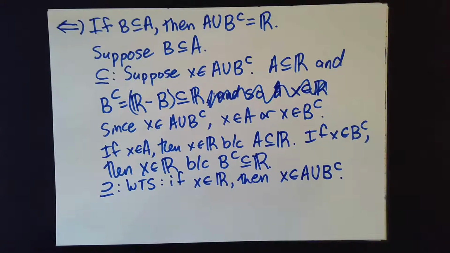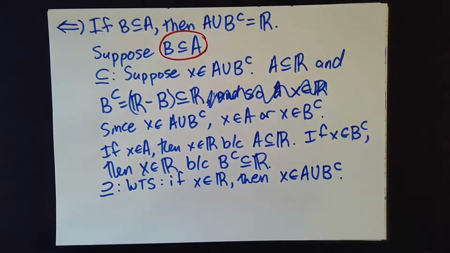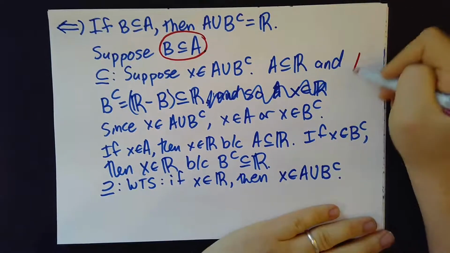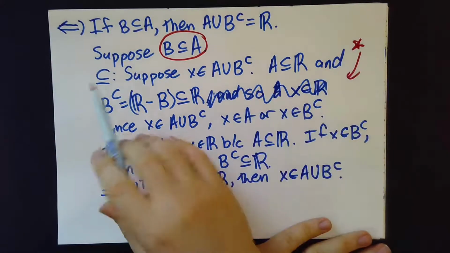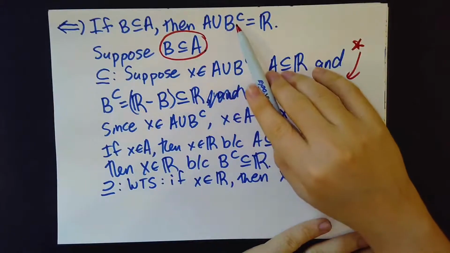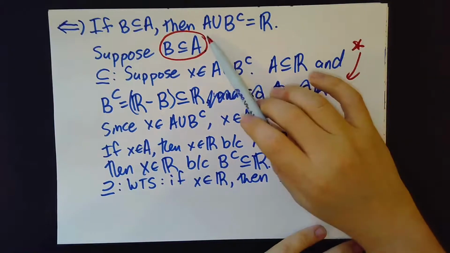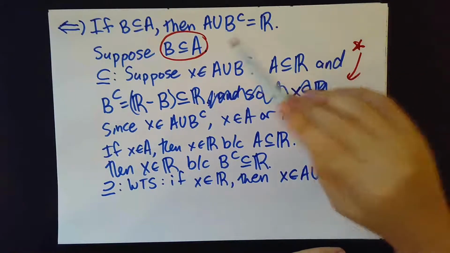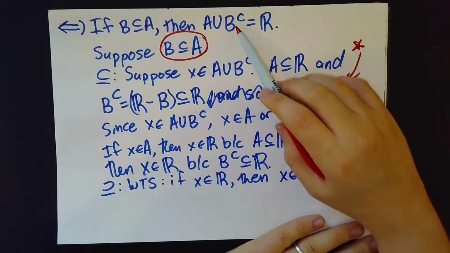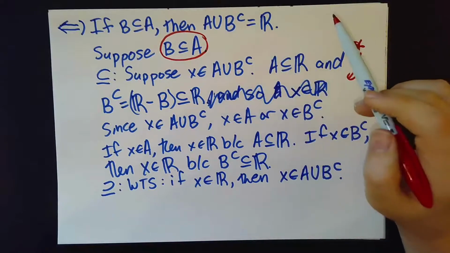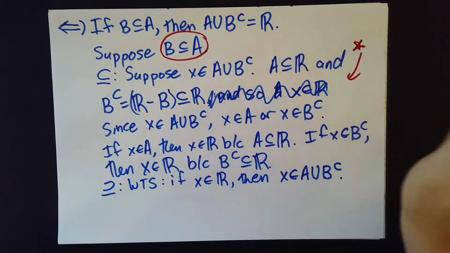Now, it's important here to remember, I have this hypothesis up here. And if you look at this piece, I did not use that hypothesis at all. In fact, this direction, the fact that A union B complement is a subset of R, has nothing to do with anything I assumed about the relationship between A and B. That entirely comes from the fact that I assumed that A is a subset of R and B complement is R minus B. So both of these things are subsets of R. So it really doesn't have anything to do with that.